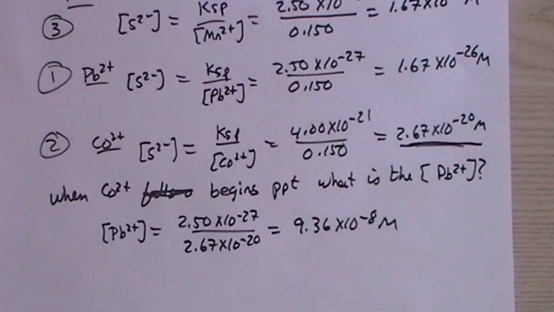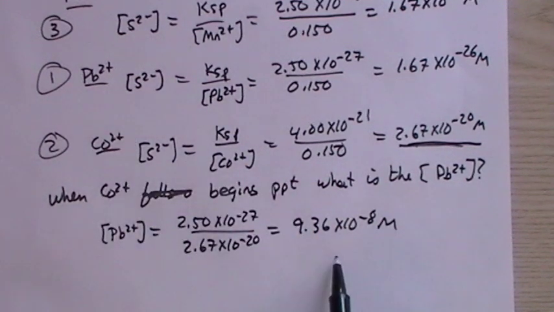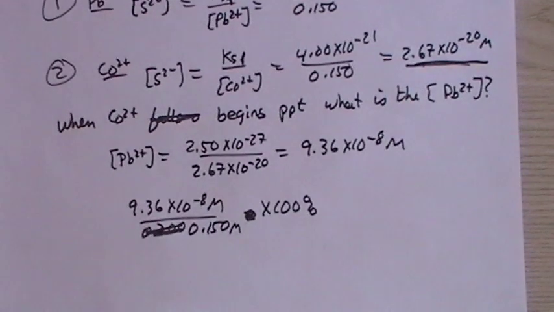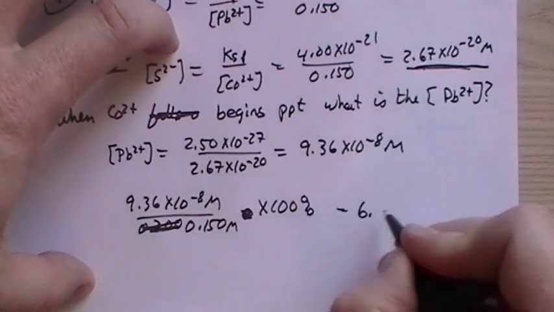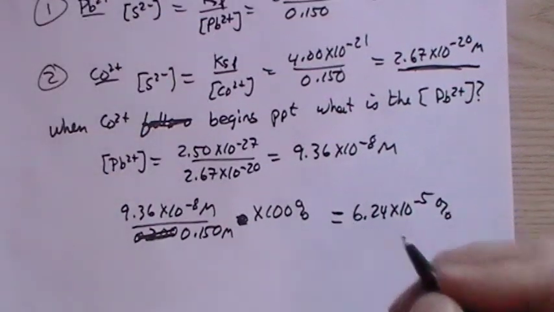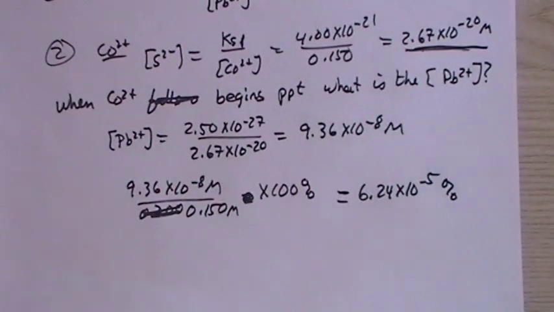So the lead was at 0.15. Now when the cobalt begins to fall out, the second one begins to fall out, we're here. It's really, really low. So let's see what that percentage is. That's what you normally want to put it in. You could stop there, but getting the percentage, hopefully I didn't mess up on that, 0.15, that's what they gave us. 9.36 times 100, so we're at 6.24 times 10 to the minus 5%. So it's almost nothing. So that's a fantastic separation.